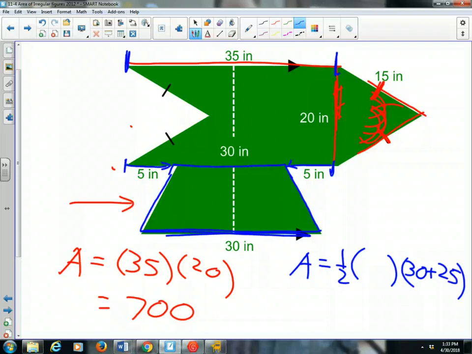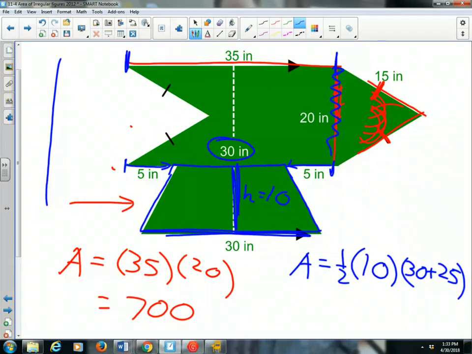And then the height, this distance right here, is my height. What does my height equal? Well, from top to bottom, we're given 30 inches. Subtracting this 20, 30 minus 20 is 10. So my height is 10.